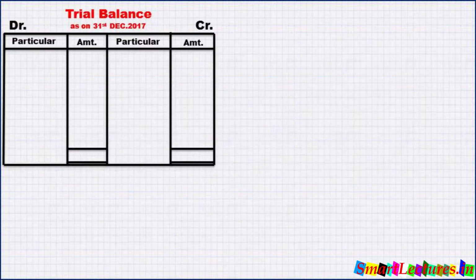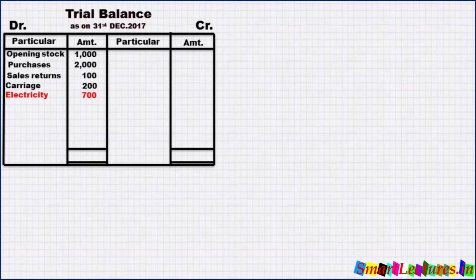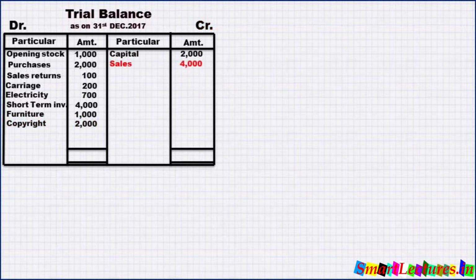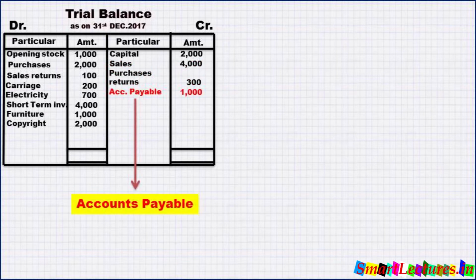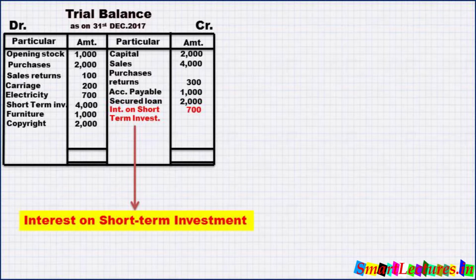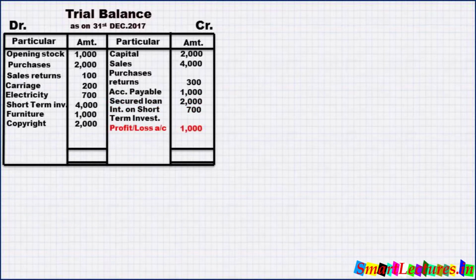Let's take another example. This is the trial balance as on 31st December 2017. Opening stock 1000, purchases 2000, sales returns 100, carriage 200, electricity 700, short-term investment 4000, furniture 1000, copyrights 2000. And on credit balances, capital 2000, sales 4000, purchases returns 300, accounts payable 1000, secured loan 2000, interest on short-term investment 700, profit and loss account 1000, and closing stock 300.